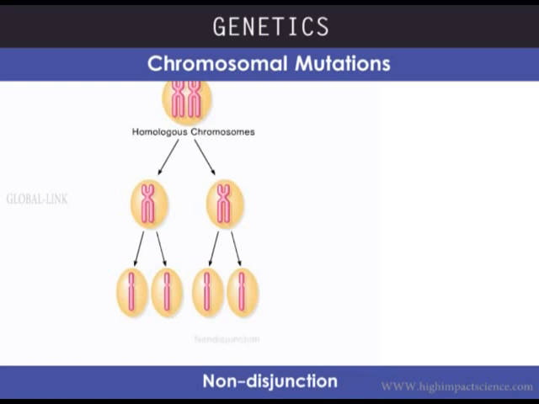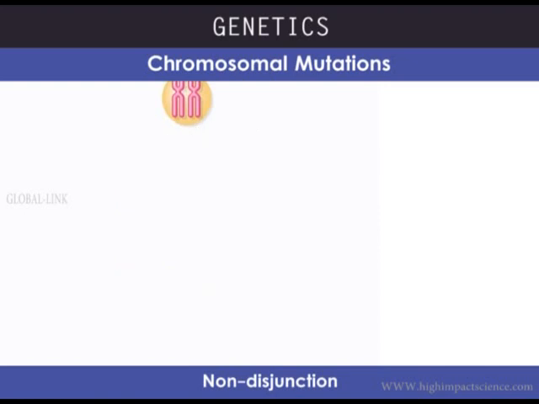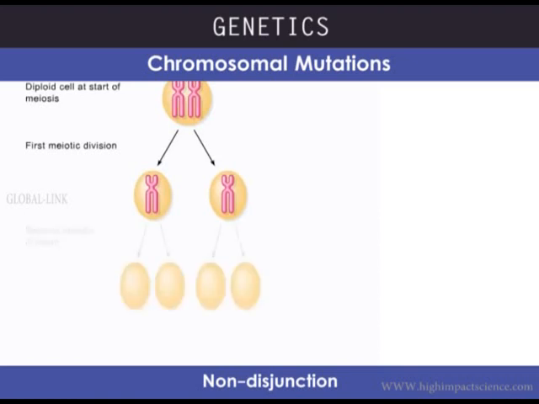Normal chromosome segregation begins with a diploid cell at the start of meiosis. Let us focus on only one pair of homologous chromosomes. This pair can represent either sex chromosomes or any other chromosomes. Each chromosome consists of 2 sister chromatids joined at the centromere. During meiosis 1, homologous chromosomes separate, resulting in 2 cells, each consisting of 1 pair of sister chromatids. During meiosis 2, sister chromatids separate, resulting in 4 haploid cells.